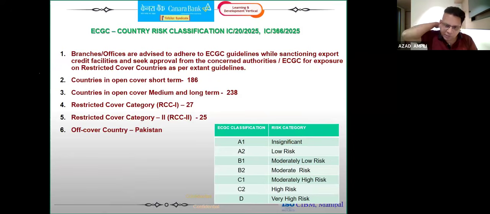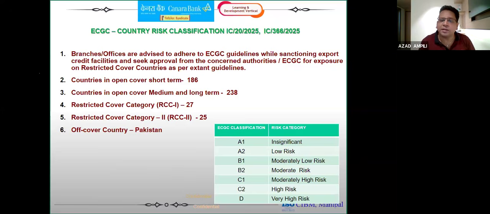And just have a look on this. ECGC will give country risk classification. Every quarter one circular will come. The latest one is 366/2025. For every country, they will give one classification, just the ECGC classification: A1, A2, B1, B2.